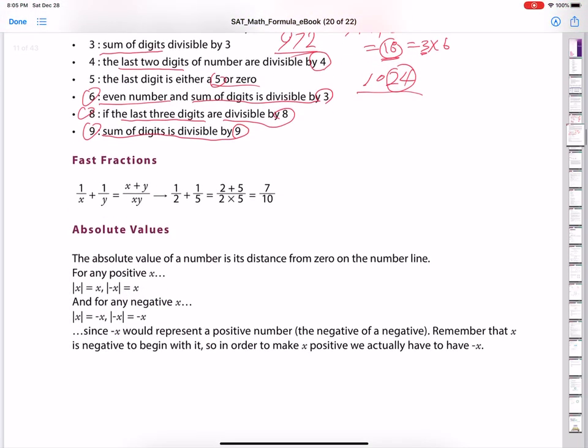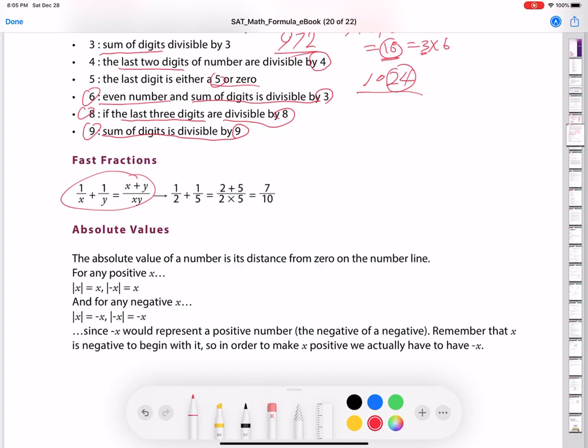Okay, fast fractions. If you understand this formula, sometimes it really helps you a lot to solve some problems. 1 over x plus 1 over y is x plus y over xy. For example, 1 over 2 plus 1 over 5: just add 2 and 5, 7, over the product of 2 and 5, 10. It's very easy, right?